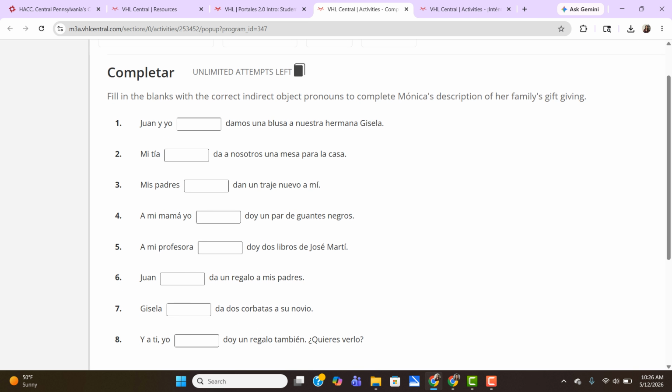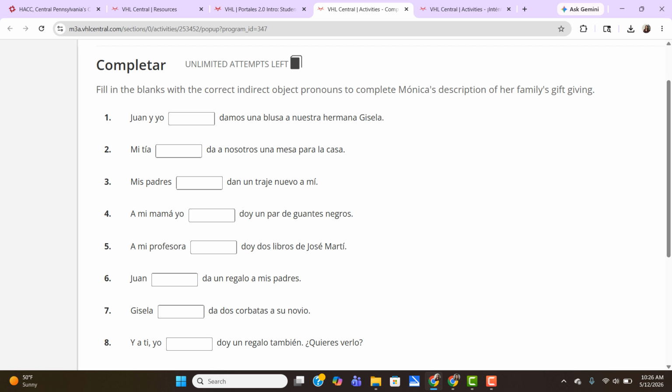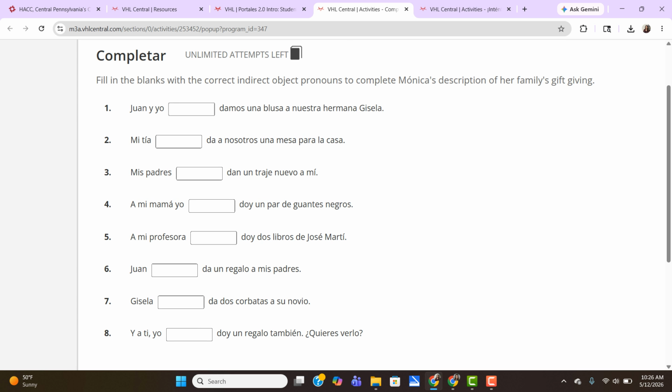Now, writing these statements, saying these statements, that's where the additional practice in VHL comes into play. But let's go ahead and first, I'm going to give you a few hints before you try. Again, let's talk about some structure. Juan y yo is my subject. That's my verb, damos. Juan y yo damos. What do we give? Una blusa. That's my direct object. Who do we give this blusa to? To whom? A nuestra hermana Gisela.